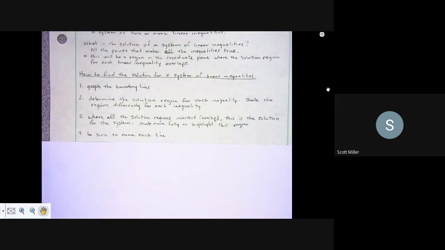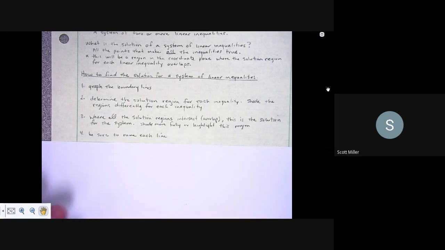Okay, how do I do this? Pretty much the same thing. You're just going to graph every single boundary line in your system. Okay, you're going to determine the shading for each of those lines, and then where the regions intersect, that is your overlap and the solution. Okay, you want to be very careful in your shading in this one. You want to shade in a different fashion for each inequality in your system so that you can see the overlap very clearly. Make sure you name each line and label everything appropriately as we go. Let's do an example.